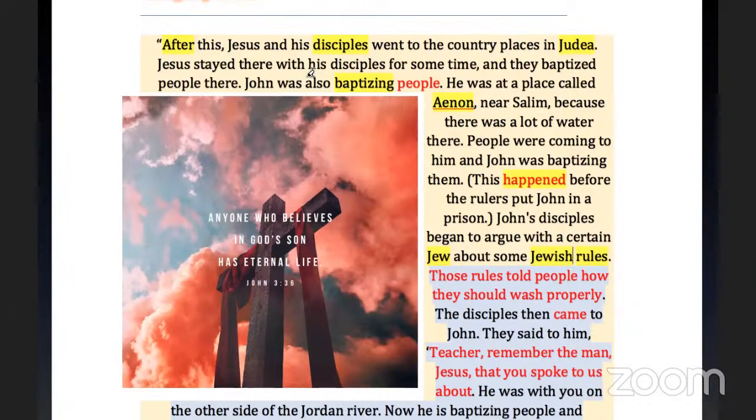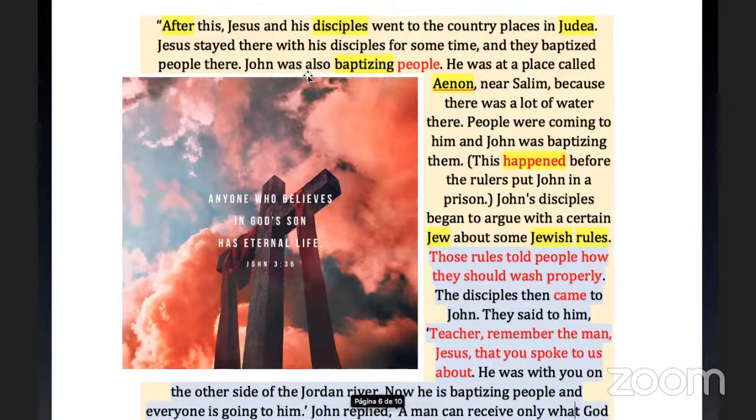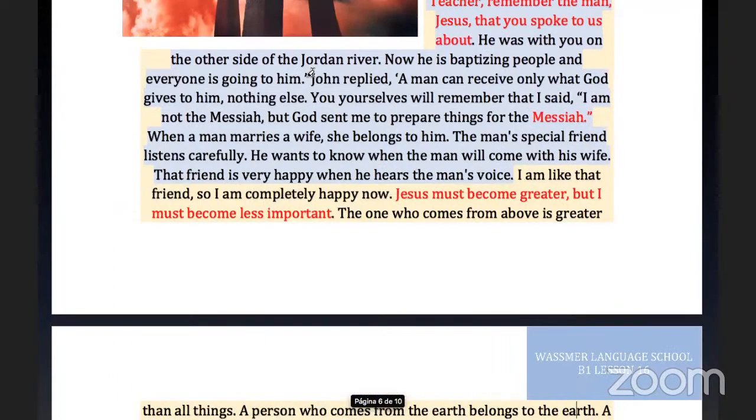Muy bien. Vamos a decir: disciples, Judea, baptizing, Aenon, happened, Jew, Jewish. Muy bien. Who wants to continue con la parte celestita?